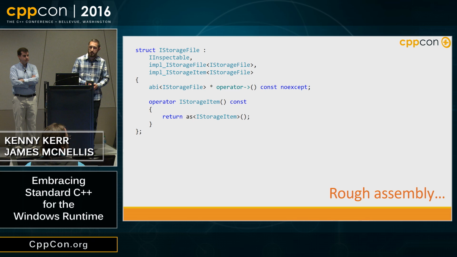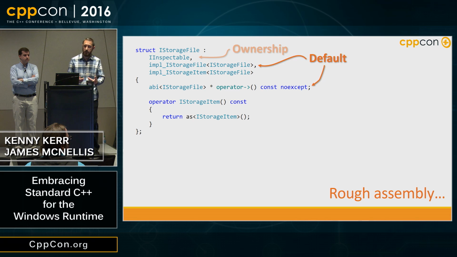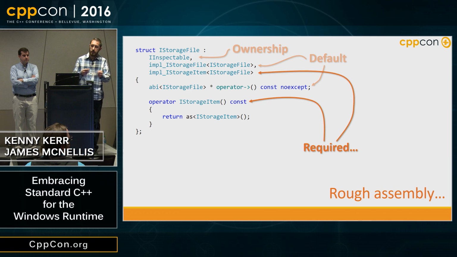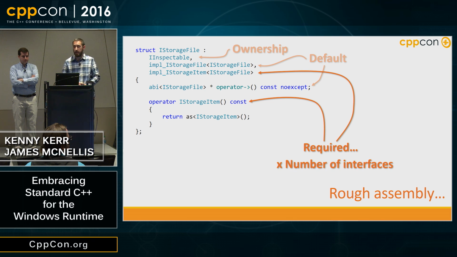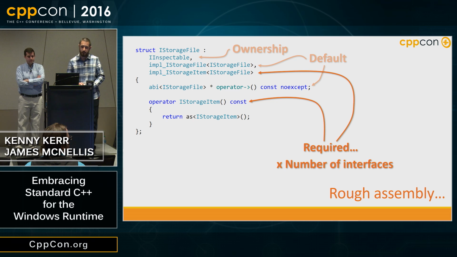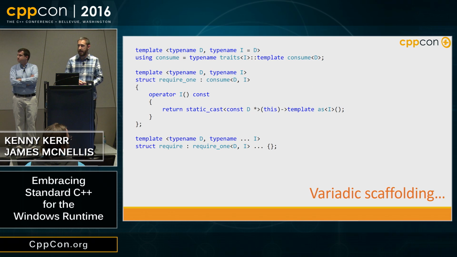So the rough assembly looks something like this. You have an IStorageFile. We get our ownership from IInspectable. We then have the default experience for that interface through IStorageFile itself. That's where we're inheriting that consumption experience. And then we get the required interface. So we also inherit from the impl, or the consume specialization in the future, for IStorageItem, and we have the conversion operator. That more or less works, but again, we have the problem: there are a lot of these required interfaces, so that's a bit of a drag as well. So what we need is a little bit of variadic scaffolding.